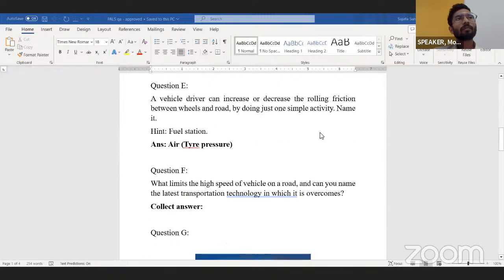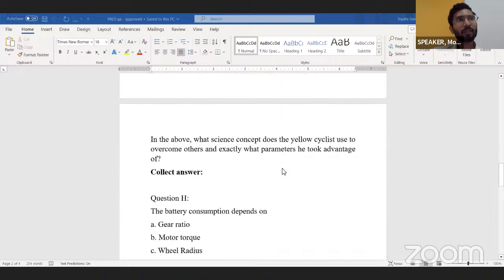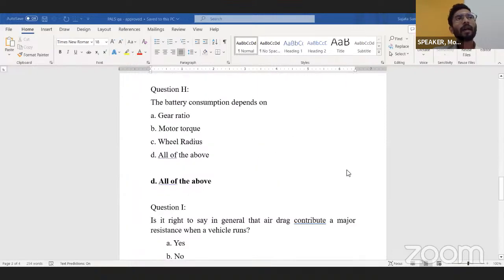Going down, this is a bonus question. When the vehicle rolls, it experiences rolling forces, which depend majorly upon the surface of the road. But when the driver checks the tire pressure and inflates to the right PSI, the vehicle speed can actually increase. Then moving down to the next question. This battery consumption question was already discussed in the slide, because it really depends upon the motor torque and gear ratio, and it is inversely proportional to the wheel radius.